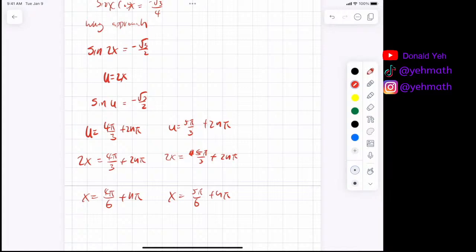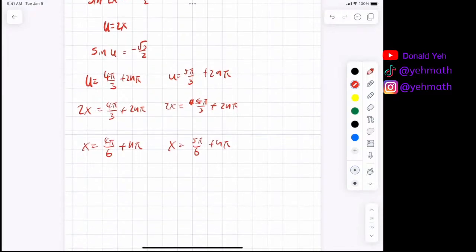Am I going too fast? I divided by 2 all the way across. Once I divide it by 2, I can say, well, imagine n equal to 0. N equal to 0, the answer is going to be x equal to 4 pi over 6, cancel down 2 pi over 3. And x equal to 5 pi over 6. And that's pretty easy because n equal to 0. You just multiply by 0 times pi, that goes away completely.